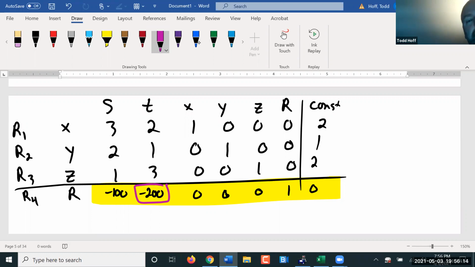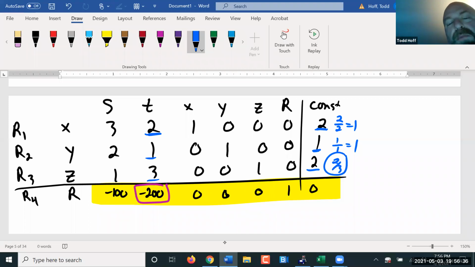I then look at my test ratios for the rows in that column. So I take my constant, in this case 2, divided by the value in my pivot column. 2 divided by 2 is 1. For row 2, it's 1 divided by 1. Well, that's also a test ratio of 1. Row 3, it's 2 divided by 3. That's 2/3. That is my smallest test ratio. So 3 is going to be my pivot. I'm going to pivot around that number 3.